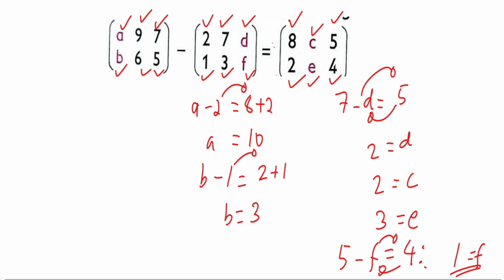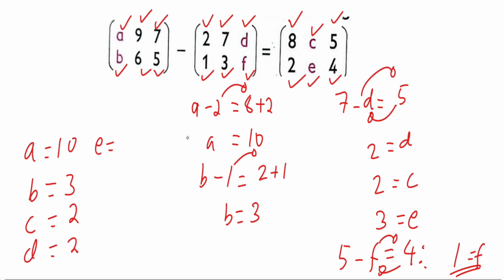Right. So let's write the real answers. A equal to 10, b equal to 3, c equal to 2, d equal to 2, e equal to 3, and f equal to 1. The other way that you can do is quite easy and not hard, which you can try out here.